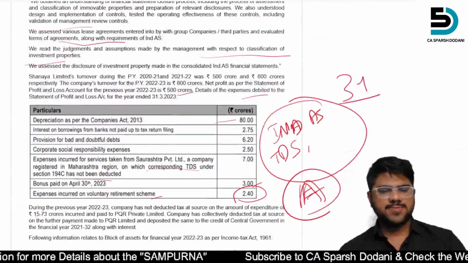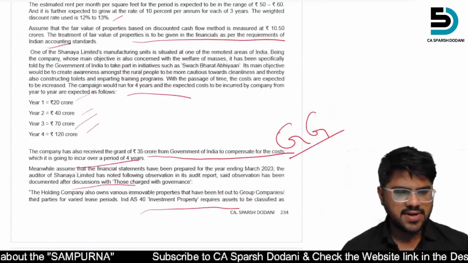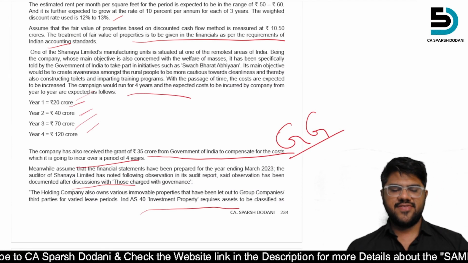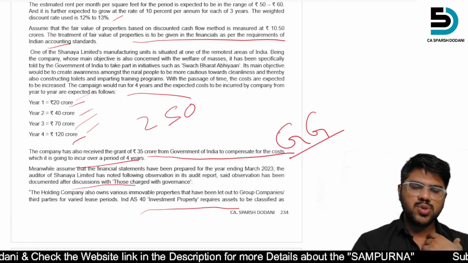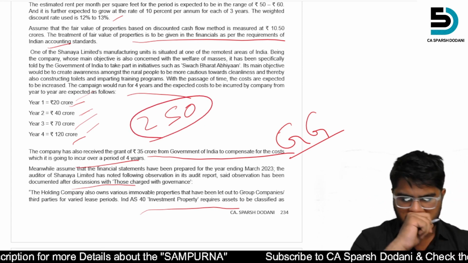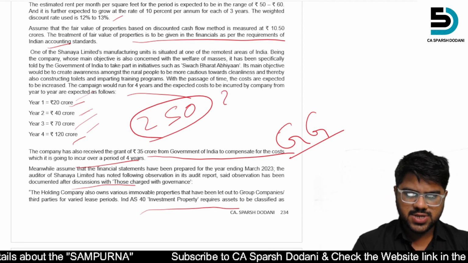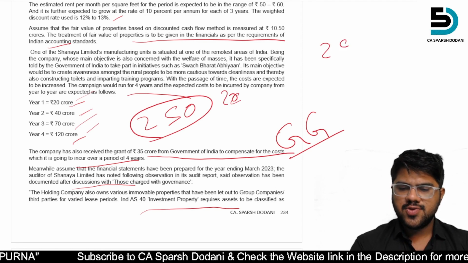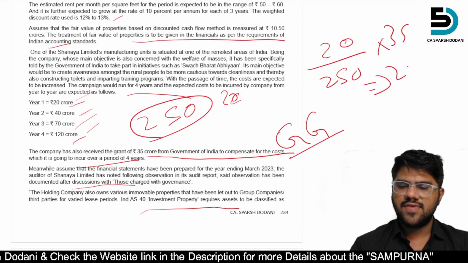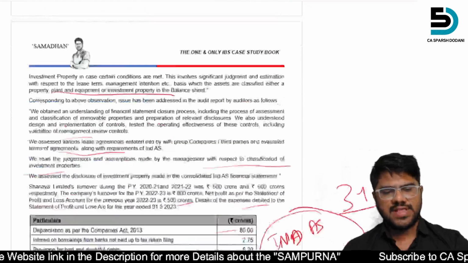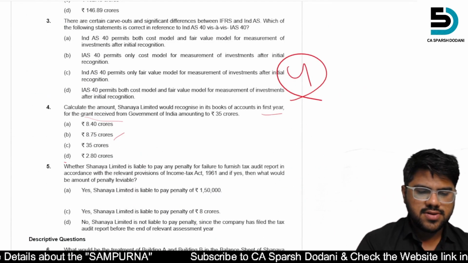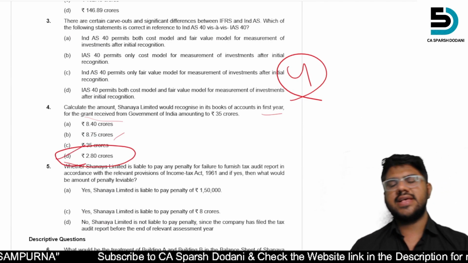Yes. So how the expenditures are incurred, let us check. The total expenditure is 20, 40, 60, plus 70, 130, plus 120, 250. So 250 is the total expenditure. Expenditure incurred in the first year is 20. So the grant would be 20 upon 250 into 35. That comes to roughly 2.8. So the grant that should be recognized in the first year is 2.8 crores. So D is the answer.